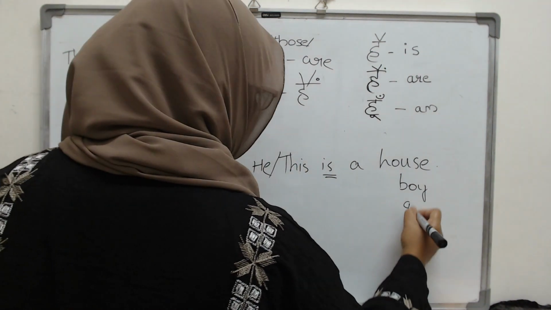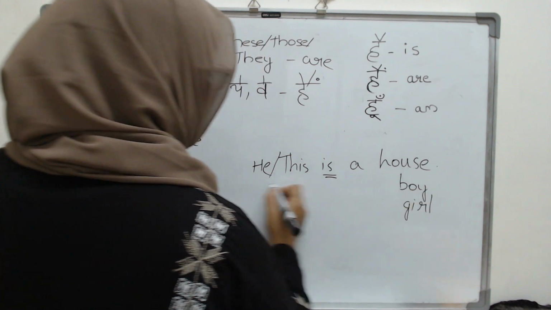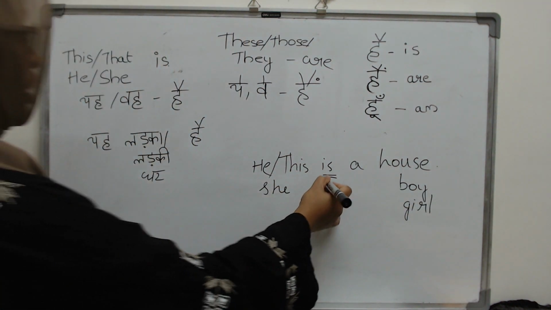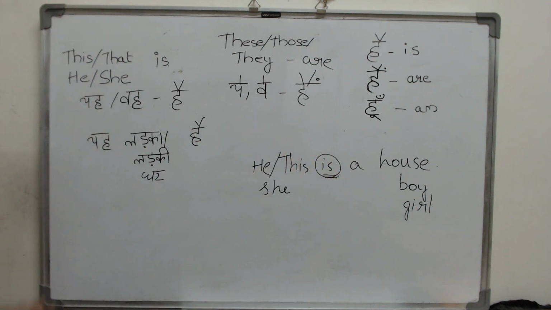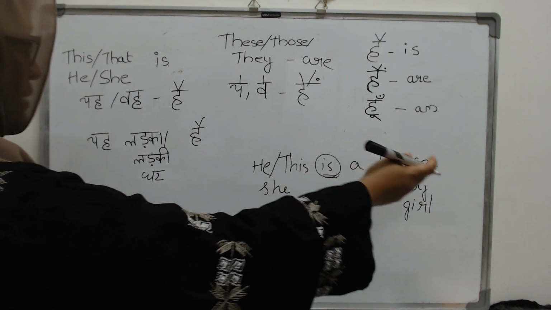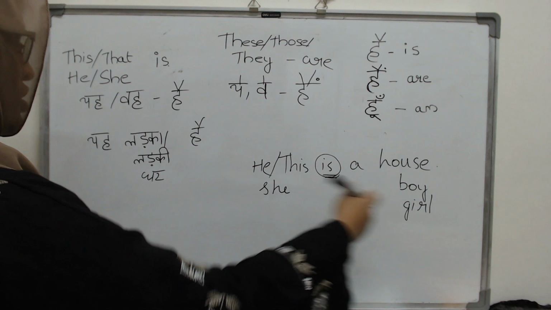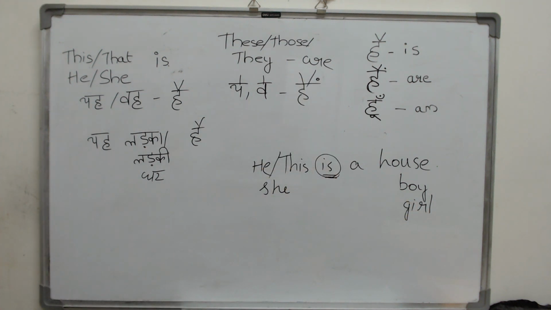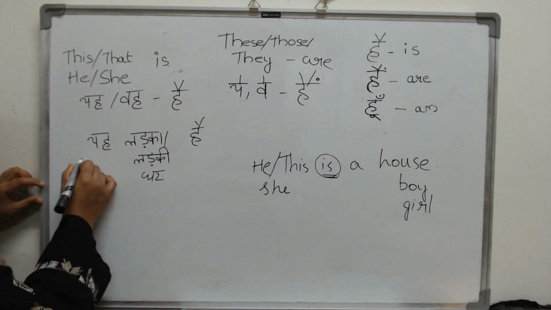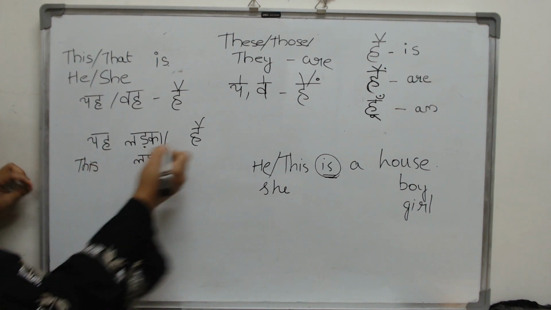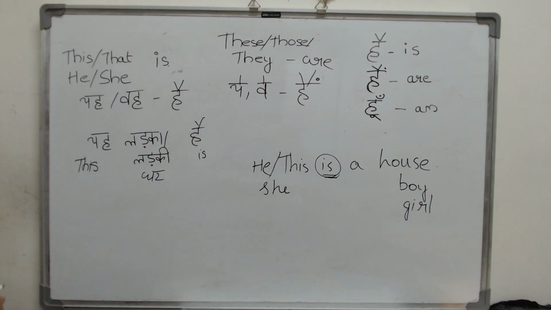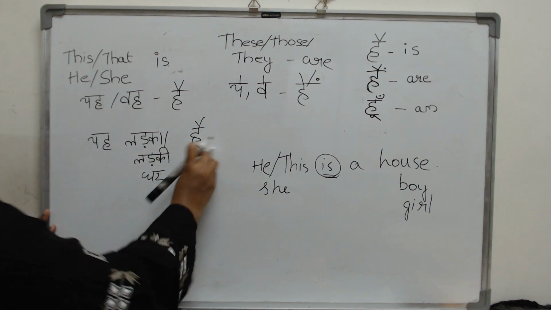Will it change if it is a girl? No. Instead of he, you will put she. She is a girl, but then the use of is remains as it is. Whether it is this is a house, he is a boy, or she is a girl, the use of is remains as it is. The same in Hindi also. Yah means this. Hai, we have already seen what it is. Hai means is. So this is a boy.